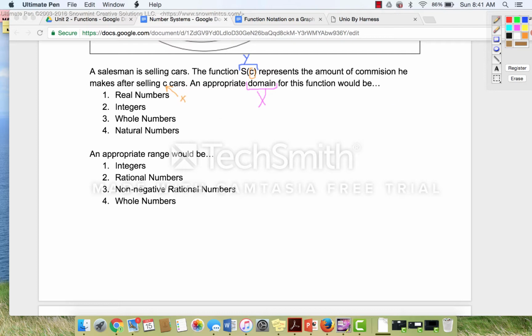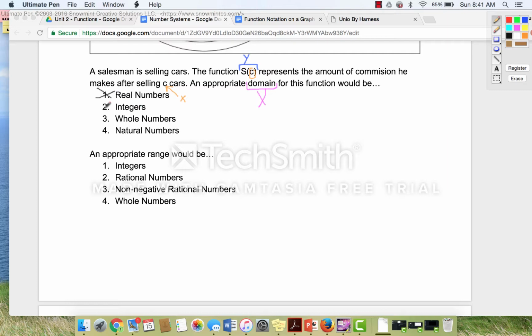All right. Let's see which would be most appropriate. Real numbers are all of those numbers that we saw up there in that chart. So things like negative 3.72 or pi or 937 fourths. That is not an appropriate number for the number of cars. I cannot sell pi cars. So that one is out for me.